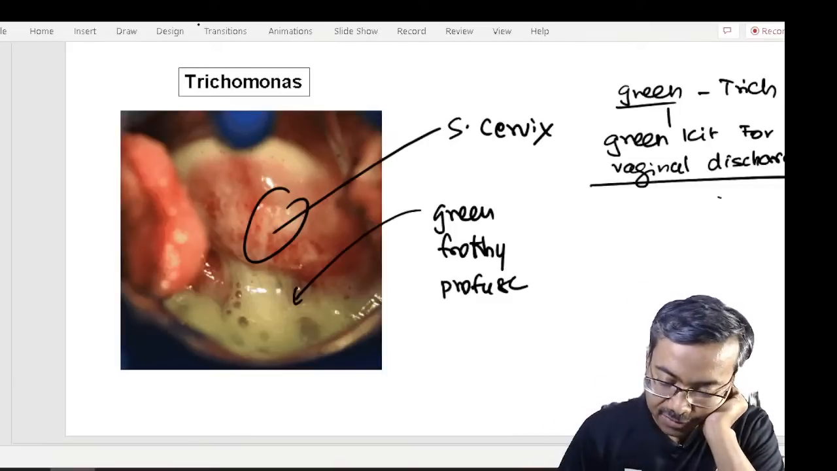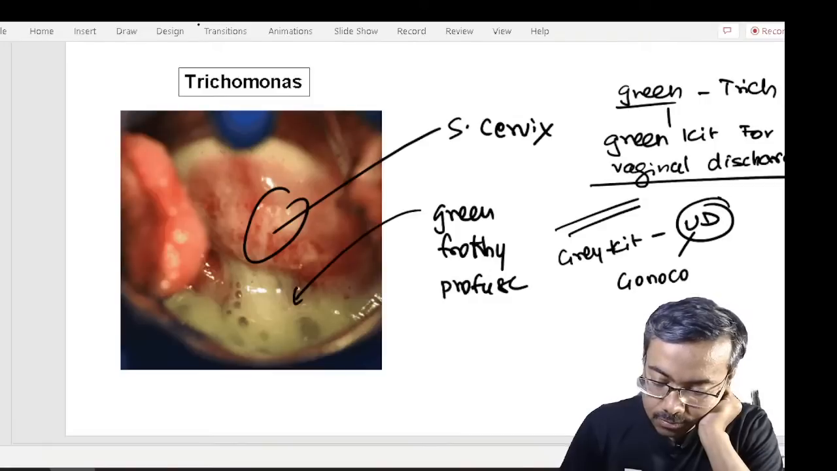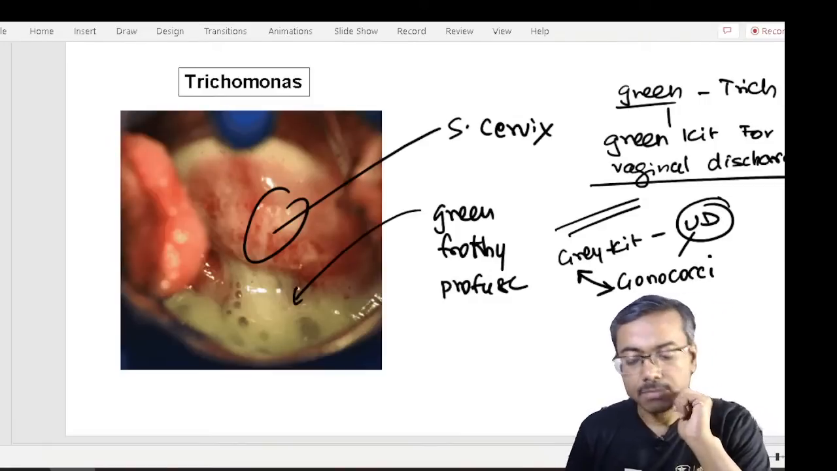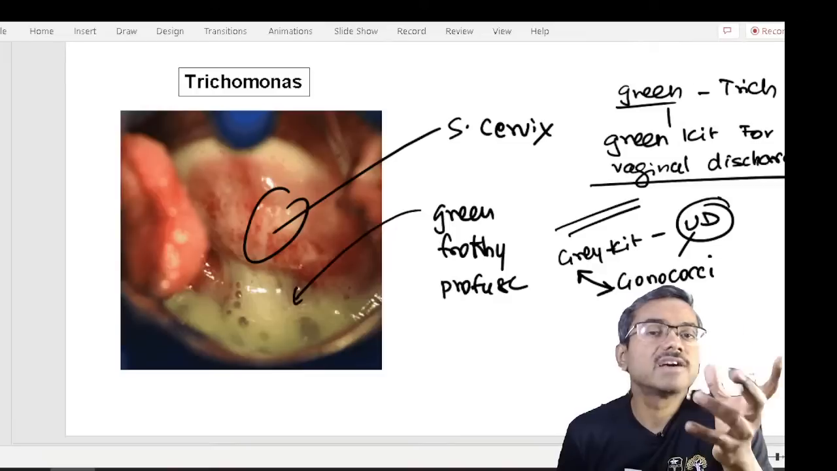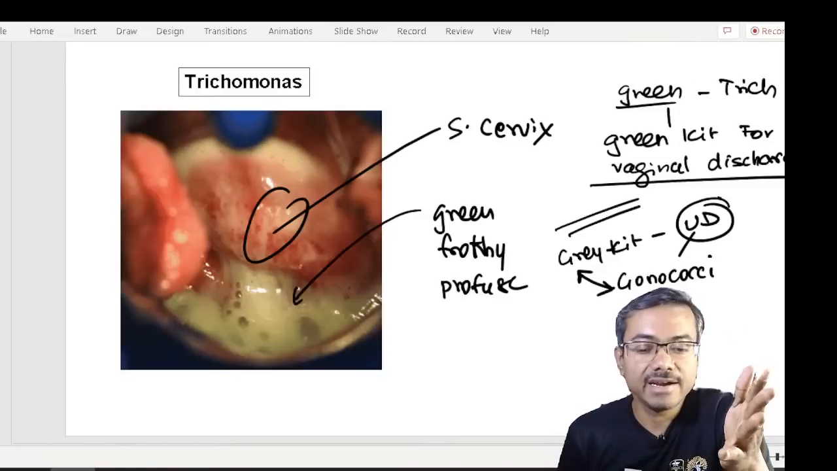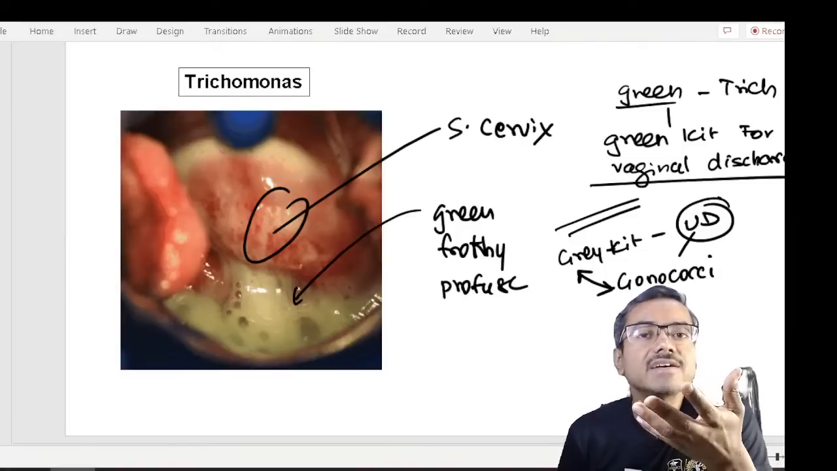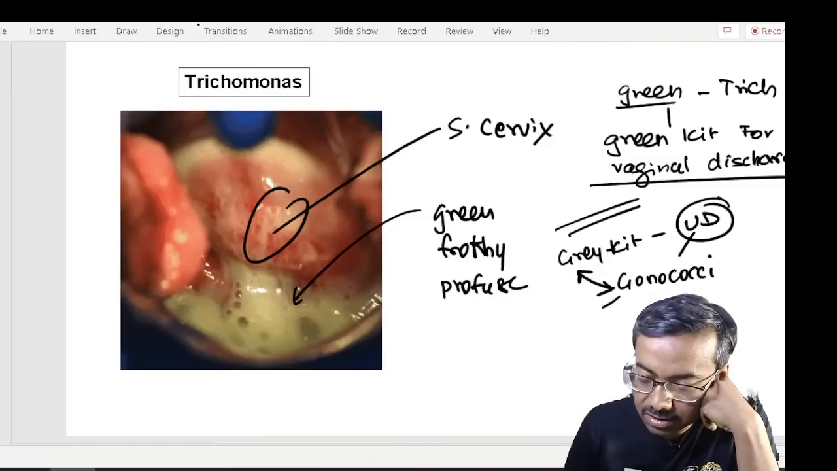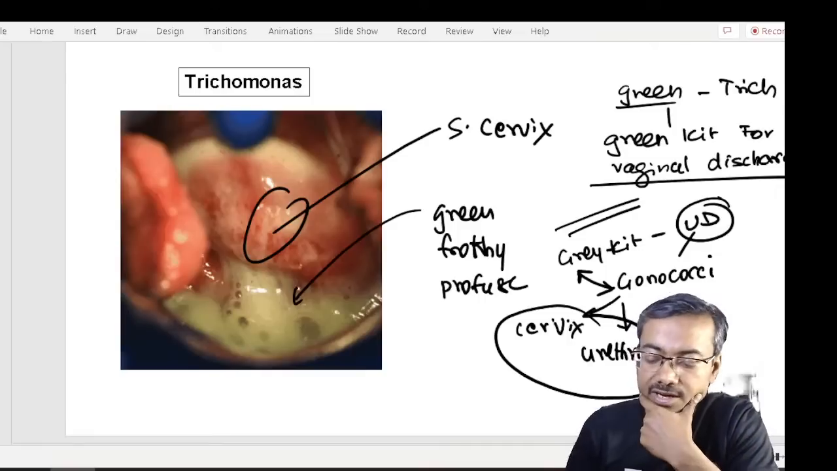And just for remembering, we know gray kit is for urethral discharge. Now what is the cause for urethral discharge? Remember gono? So G and G, that's how I used to remember these two kits at least. So gonococcus is covered by the gray kit, and we'll talk about the gray kit in detail later, but I'm just trying to tell you how to remember it. Gray kit is for gonococcus. Now gonococcus will go to the cervix also, and it can also go to the urethra, right? So both urethral discharge and cervical discharge get the gray kit. Are you with me on this?